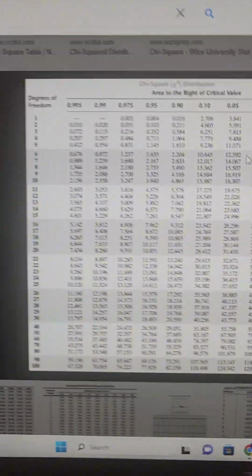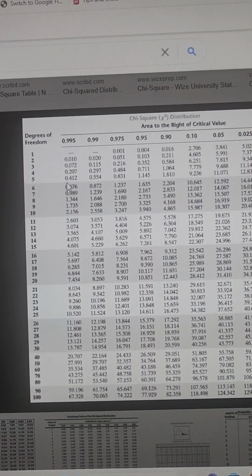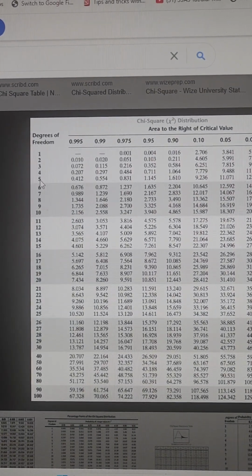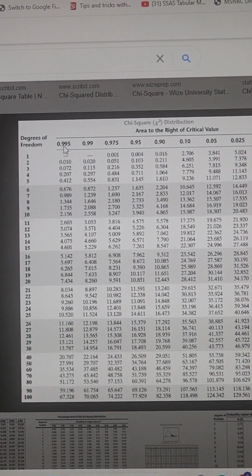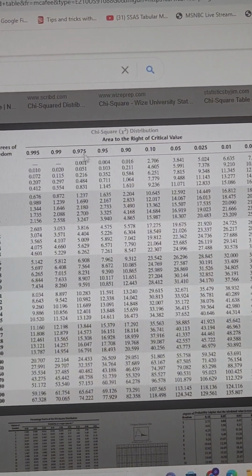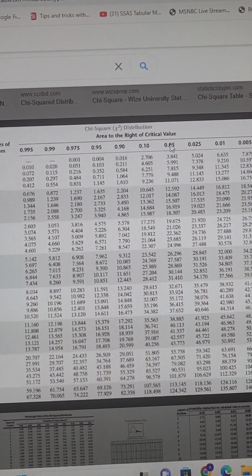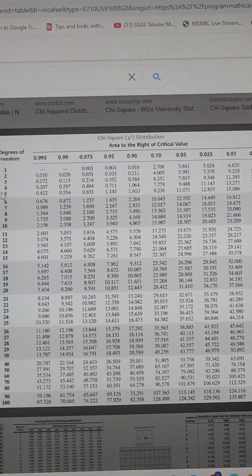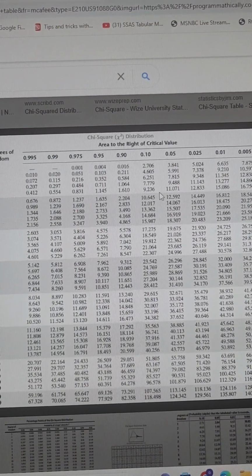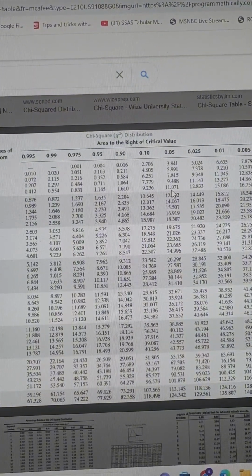Looking that up here, we have a degree of freedom of 5. Now right here we can find the significance level. We are looking for 0.05, which is right here. So 5 degrees of freedom at the 0.05 significance level gives 11.071. So we have a critical value equal to 11.071.